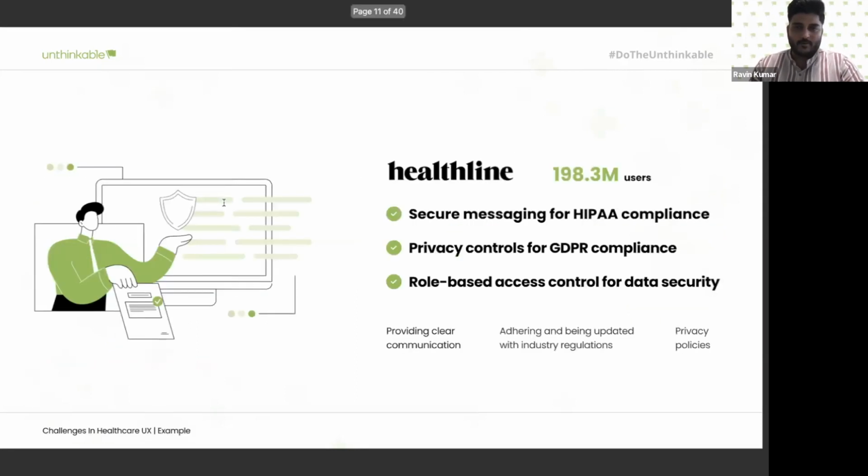So again, let's talk about one more example here, Healthline. It is a health information website which stays in compliance with regulations by adhering to multiple guidelines, laws, and industry standards set by different bodies. They also have features like secure messaging for HIPAA compliance, privacy controls for users to make them feel that they are in control all the time, and role-based access controls for their own confidence building. So yeah, these were the three areas of challenges that we usually have.